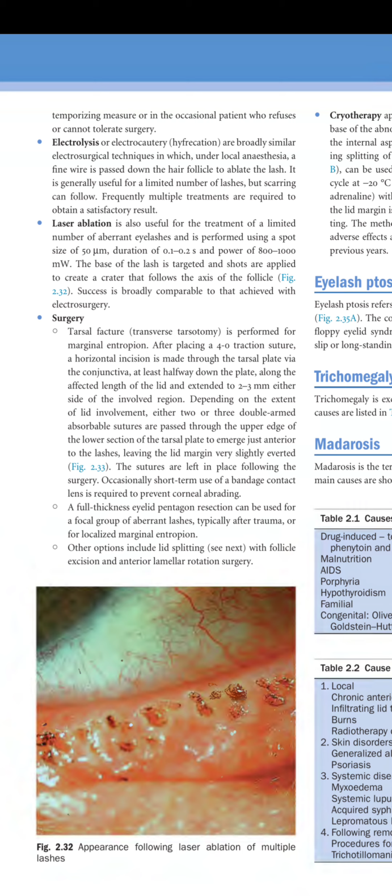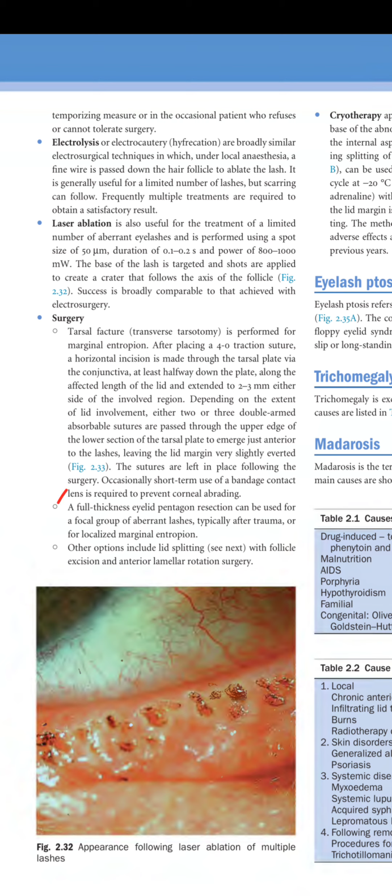Laser ablation is also useful for the treatment of a limited number of aberrant eyelashes and is performed using a spot size of 50 micrometer, duration of 0.1 to 0.2 seconds, and a power of 800 to 1000 microwatt. The base of the lash is targeted and the shots are applied to create a crater that follows the axis of the follicle. Success is broadly comparable to that achieved with electrosurgery.